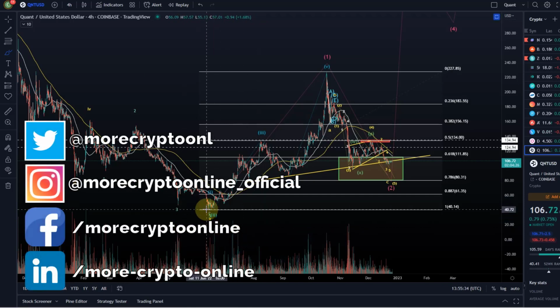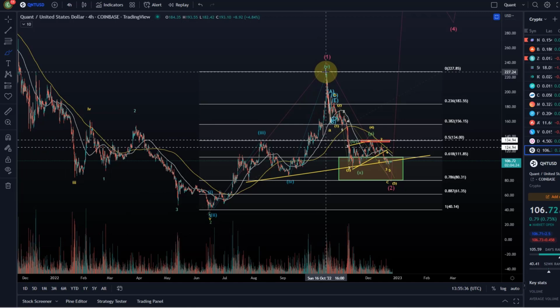My view is still that the move off the June low all the way up into the October high was an impulse, a 5-wave move to the upside, which is currently being corrected in a 3-wave structure A, B, and C. Basically, we moved up in what I consider a wave 1 and we're coming down in a wave 2. However, it's also worth talking about the risks.